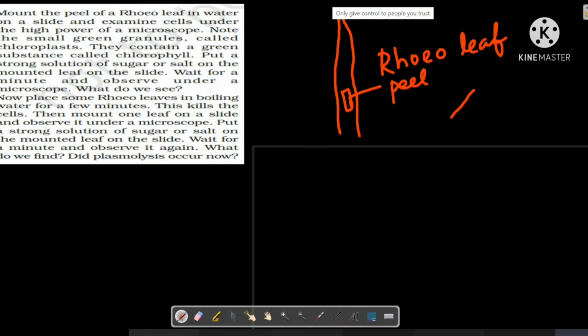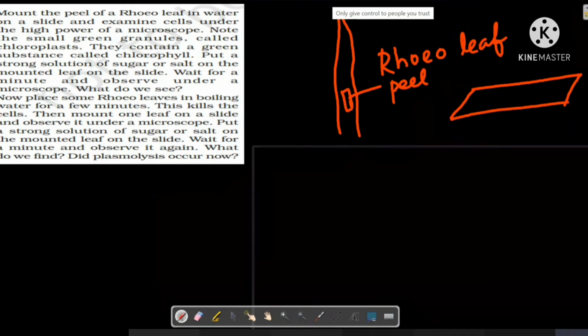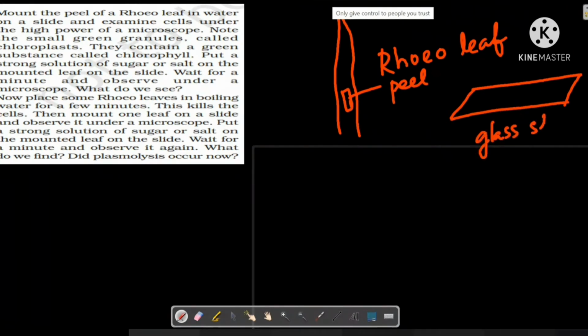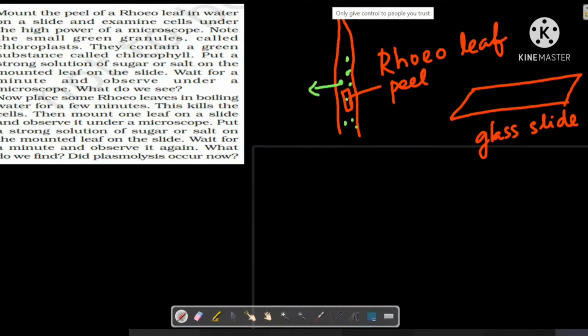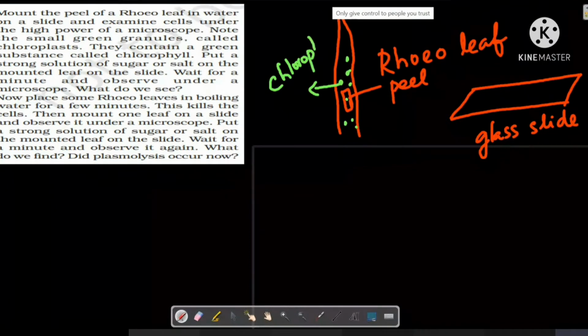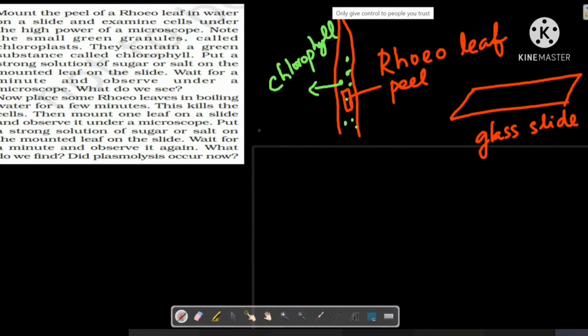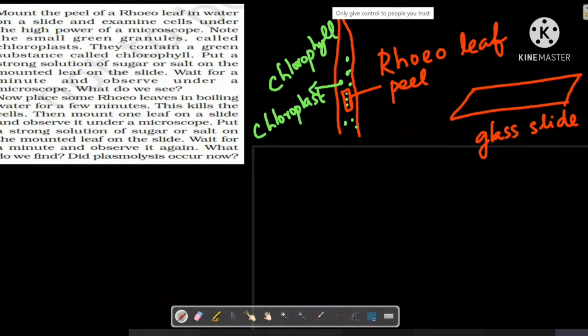After that, we have to keep it on a slide. This is a glass slide. So Rio leaf actually has chlorophyll pigment, and the chlorophyll pigment is present inside chloroplast. So such a peel of Rio leaf, we have to take it. After taking that, you have to keep this peel onto the glass slide. So now I have kept the peel piece onto the slide, and in that peel also chlorophyll is present.